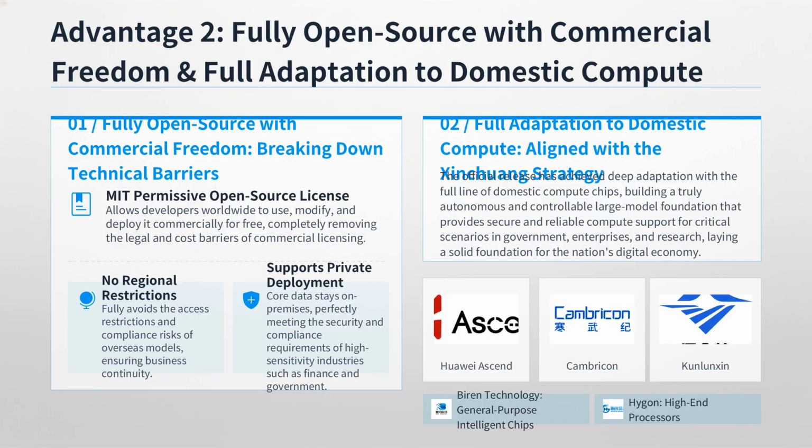The other two advantages are even more strategic. First, it is fully open-sourced under the most permissive MIT license, giving enterprises great freedom and security. Second, it comprehensively adapts to domestic compute, providing a solid technical foundation for the autonomous control of China's AI industry, fully aligned with the national Xinjiang strategy.